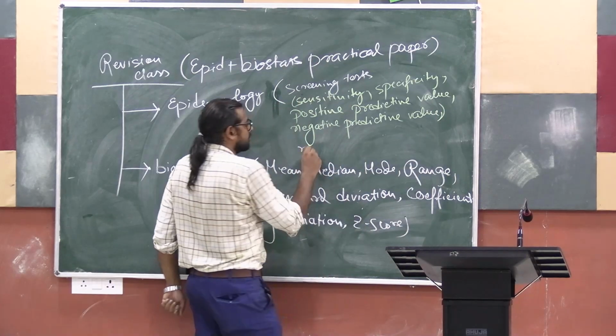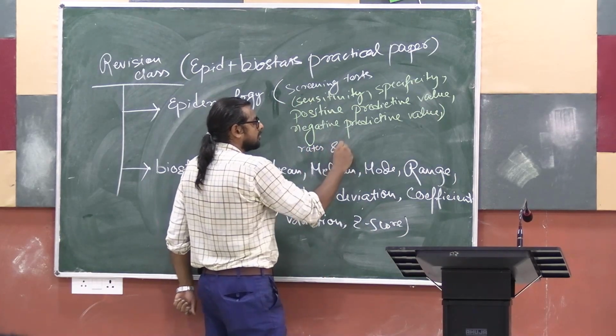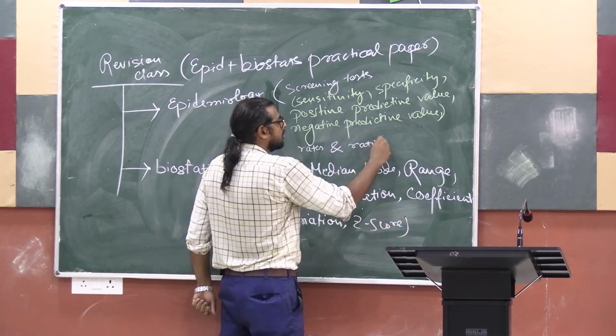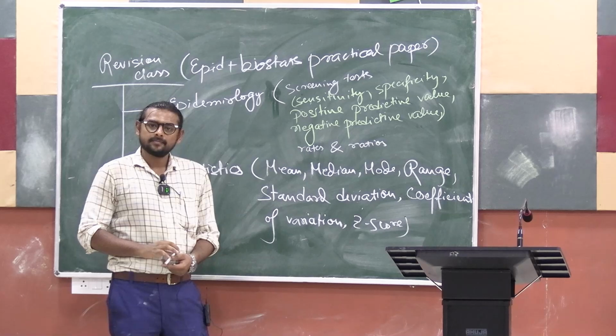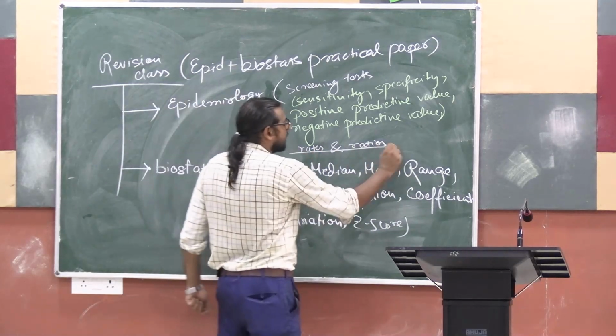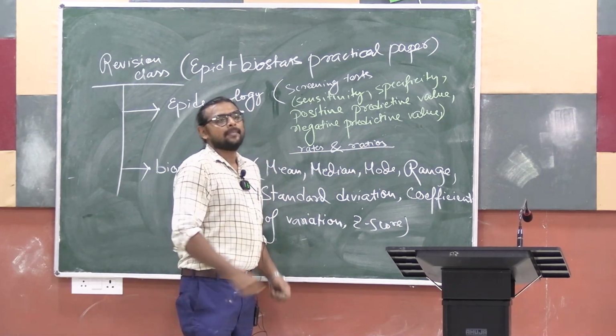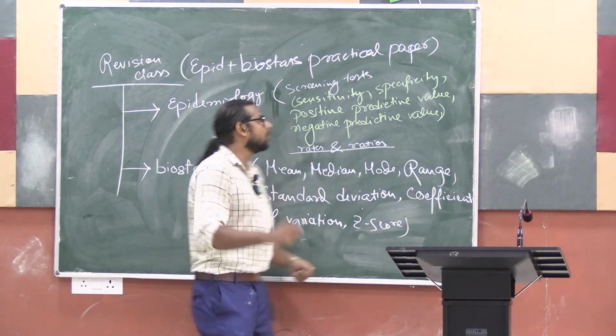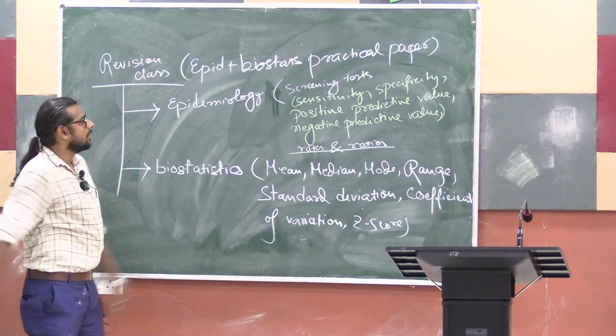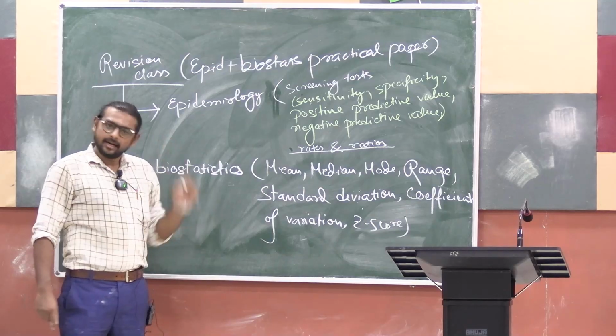We have the rates and ratios. Infant mortality, neonatal mortality, right? But this will be covered in a different class. And those case control study and all the types of study that will also be covered in a different class, but that won't appear in this paper. This might appear, but that won't come, right?